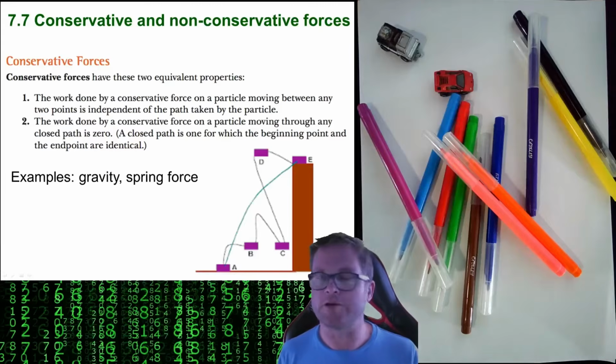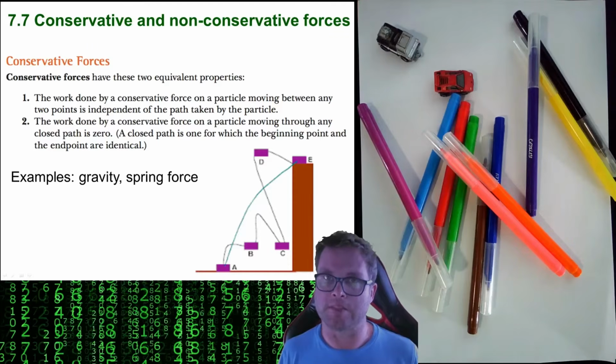So next we're going to be looking at conservative forces and non-conservative forces. There are two different ways in which we can define or state what a conservative force is. The first way is that a conservative force has the property that the work done by a conservative force on a particle moving between any two points is independent of the path taken by the particle. When we speak of conservative forces, examples are the force of gravity or the force of a spring.